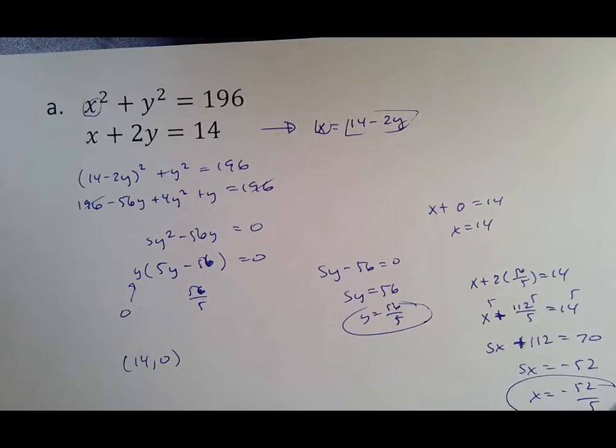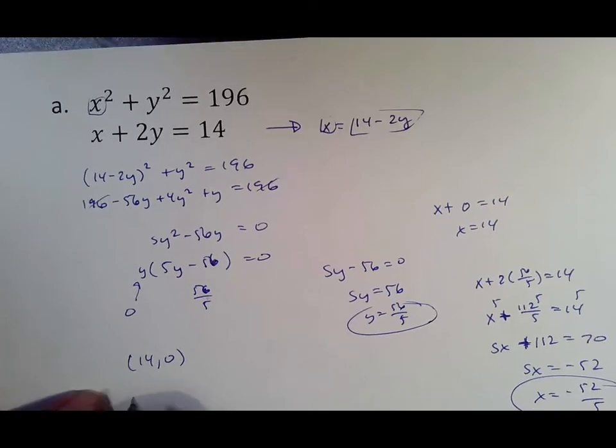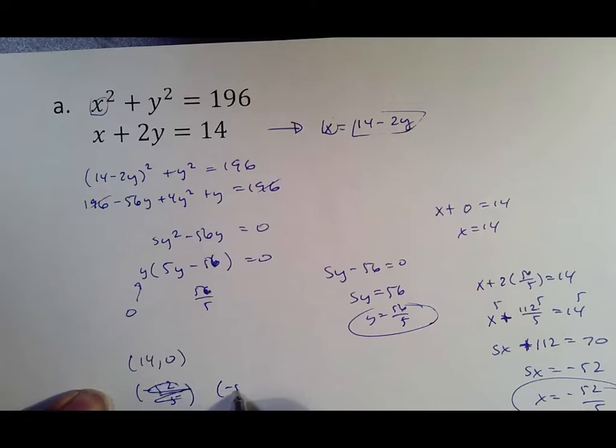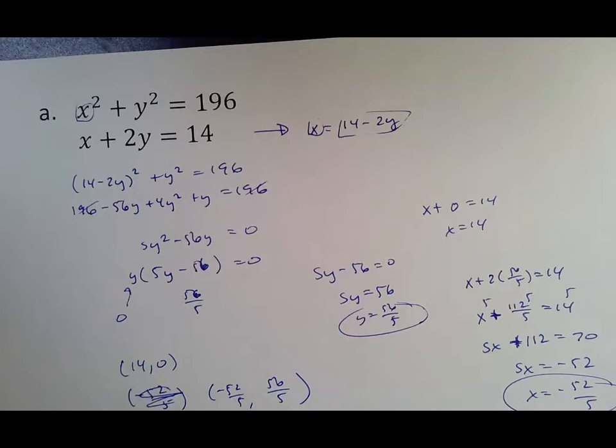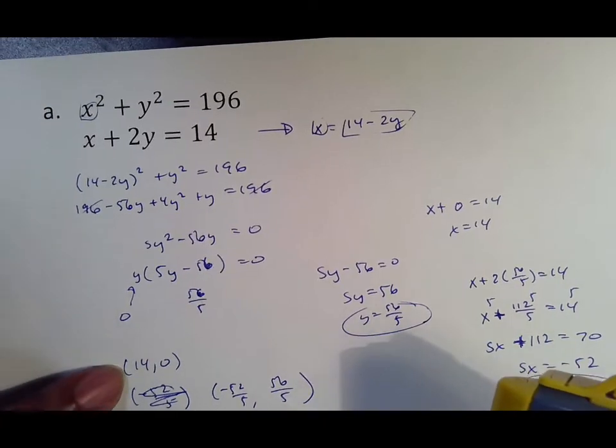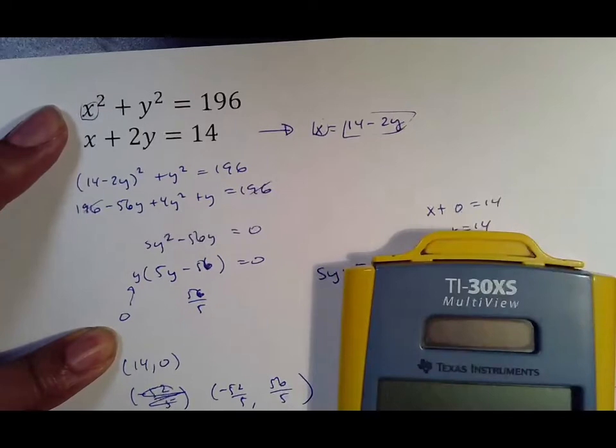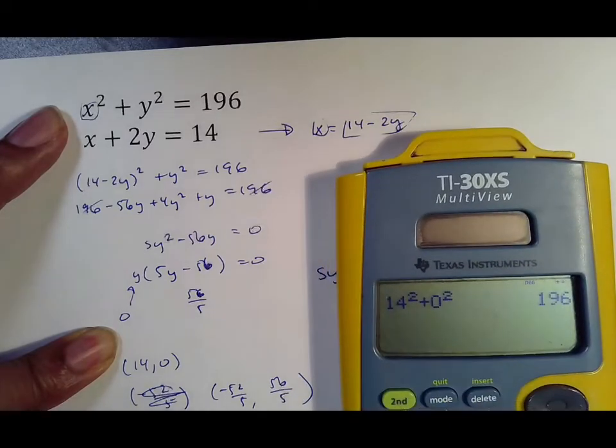And again, I don't trust this, but let's just see. So our second solution would be negative 52 over 5, comma 56 over 5. And so let's check it out to see if it works on the other one by plugging that in. So if we plug in 14 squared plus 0 squared, obviously it works. It's 196, which means that it is true.